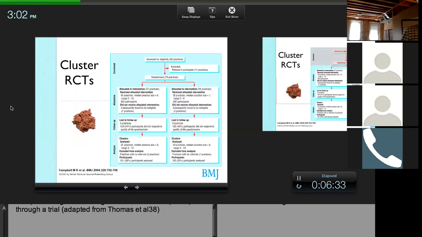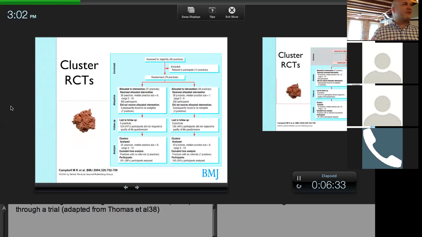Cluster RCTs are essentially just RCTs, but instead of randomly allocating people to different groups, we randomly allocate at the level of the recruitment site usually. So it might be that I randomly allocate GP practices or physiotherapy clinics or schools. So these are much more commonly used with things like public health interventions, where it's very hard to deliver it to one person in a group without other people hearing about it, getting contaminated. So it's easier to randomize at the level of the practice than the person.